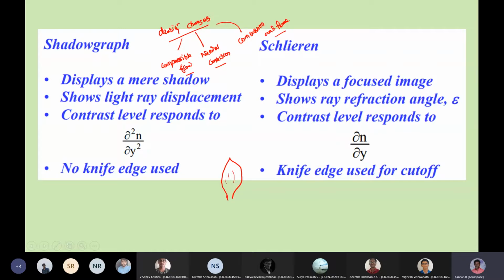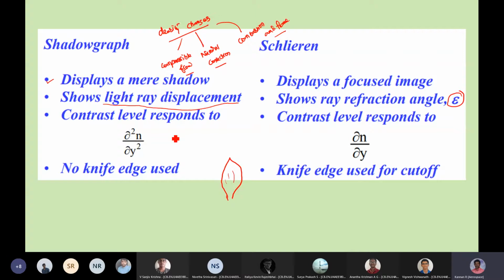So let us have a small comparison between the Shadowgraph and Schlieren. In the case of a Shadowgraph, you are going to get only mere shadows. But in the case of a Schlieren system, you are going to get a focused image. In the Shadowgraph you can see mere light ray displacement, but in the Schlieren the source gives your refraction angle, that is epsilon naught, the light refraction angle.